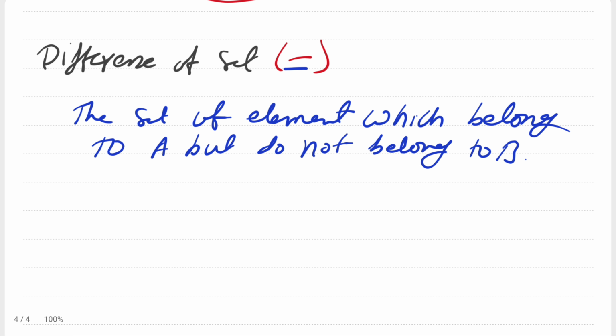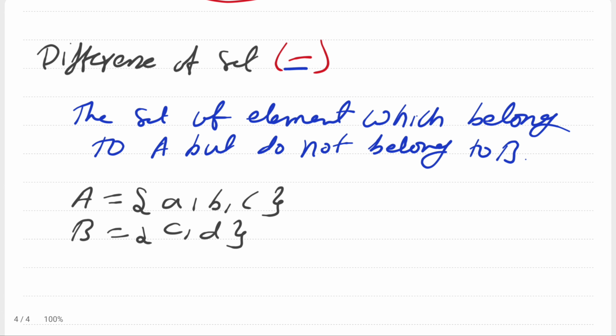How we will write it: a set of elements which belong to A but do not belong to B. Okay, let me suppose A is given like A, B and C, and B is given like C and D. In this one I'm telling you, write the difference of A minus B.